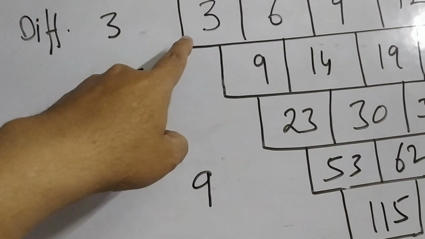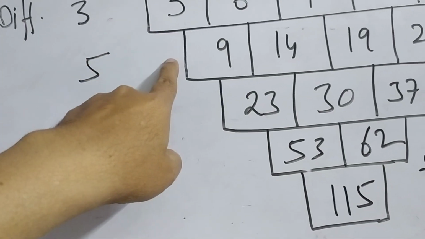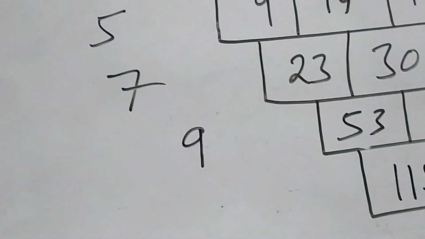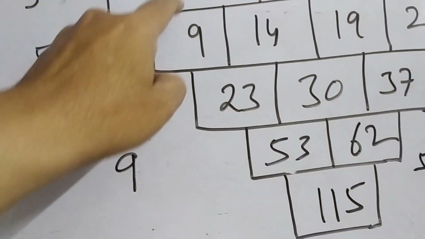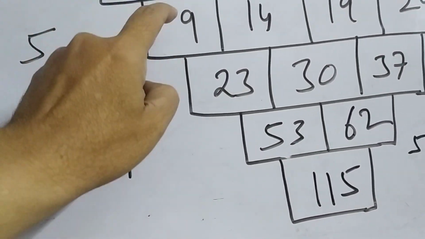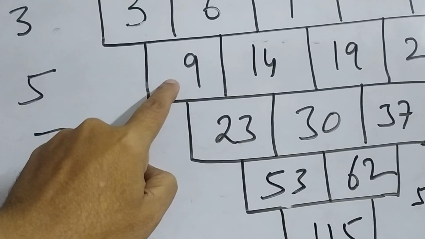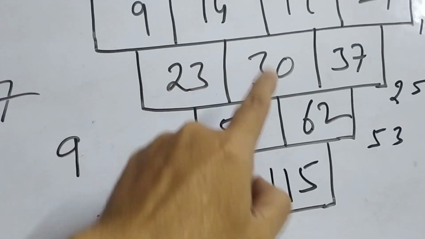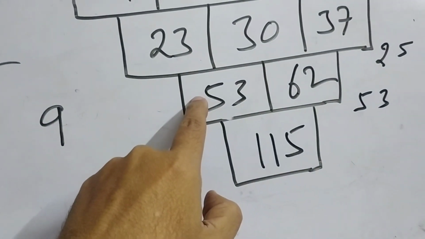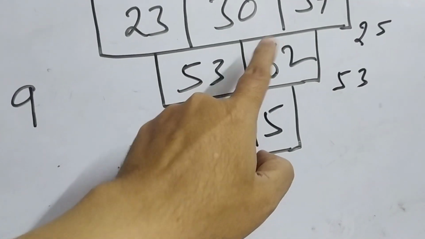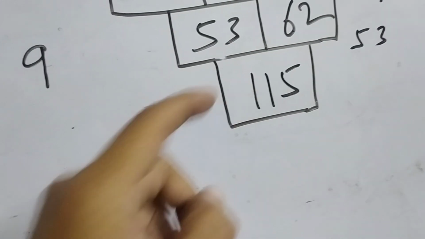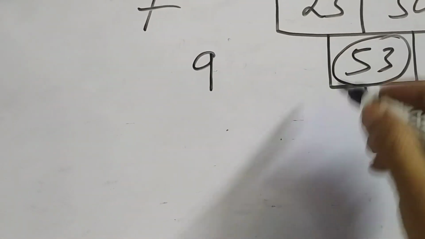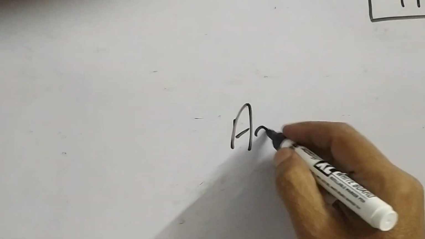On this side, 3, 9, 6, here it is 14, no. What next? 3, 6, 9: 3 plus 6 equals 9, 9 plus 14 equals 23, 23 plus 30 equals 53, 53 plus 62 equals 115, yes, okay. So this answer is okay.